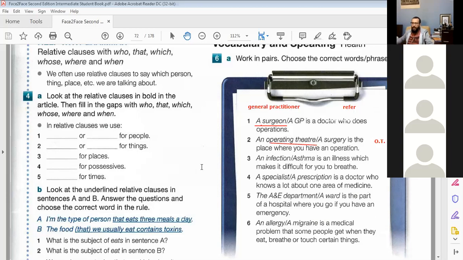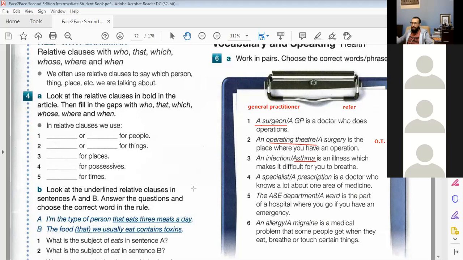All right. Now, Raja, what about number 3? Can you make a guess? Okay. An infection or... And this word is asthma. Asthma is an illness which makes it difficult for you to breathe. Do you know asthma? People who... Asthma. Yeah, asthma. So I think it's asthma. Nice. Okay. So let's choose asthma.